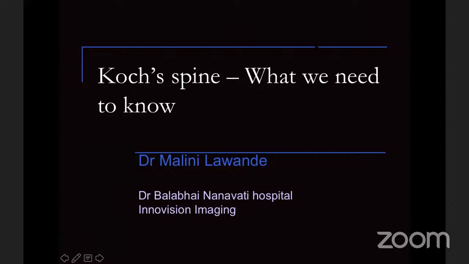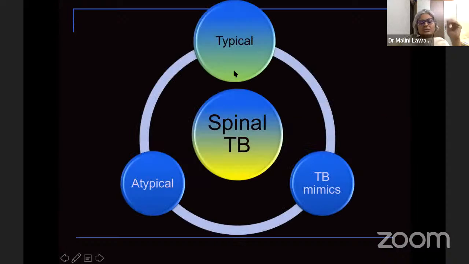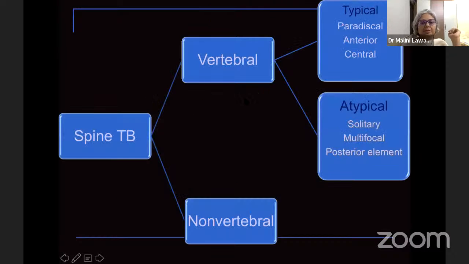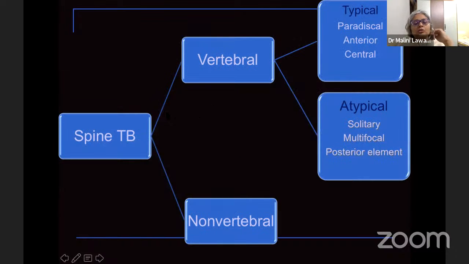Yeah, okay. So this is for those who missed it last time. When we talk of TB, you have typical, you have atypical, and TB mimic. I think some people miss the typical part. So when you talk of typical tuberculosis, it can be vertebral or non-vertebral. Vertebral may be paradiscal, anterior or central. Atypical can be solitary, multifocal, or posterior element.